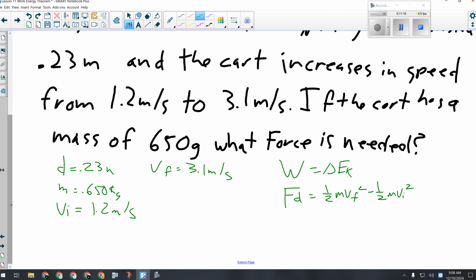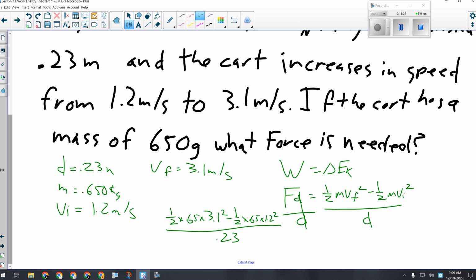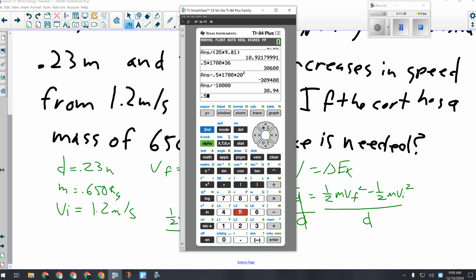So when we're plugging in our numbers here, we've got 1/2 times 0.65 times 3.1 squared minus 1/2 times 0.65 times 1.2 squared, and divide all that by 0.23 meters. So 0.5 times 0.65 times 3.1 squared minus 0.5 times 0.65 times 1.2 squared, and divide that by 0.23. That's going to require 11.54 newtons worth of force.